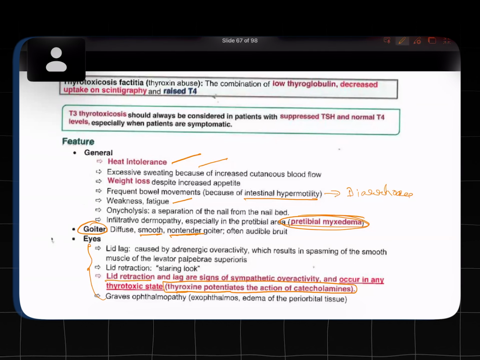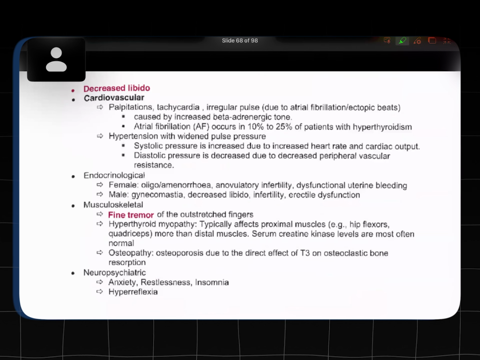What is the difference between thyrotoxicosis and Graves' ophthalmopathy? In Graves' ophthalmopathy, there will be exophthalmos and edema of the periorbital tissue. So these signs are more specific for Graves': exophthalmos and edema. Lid lag and lid retraction are mostly features of hyperthyroidism or thyrotoxicosis. Cardiovascular wise, as we know, palpitation and tachycardia are telltale features of hyperthyroidism. Atrial fibrillation is very common. Also, systolic pressure will be increased, diastolic pressure will be decreased because of decreased peripheral vascular resistance.